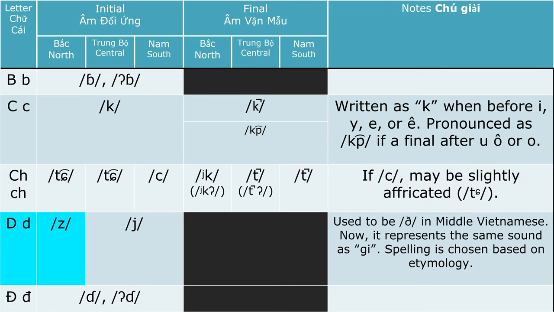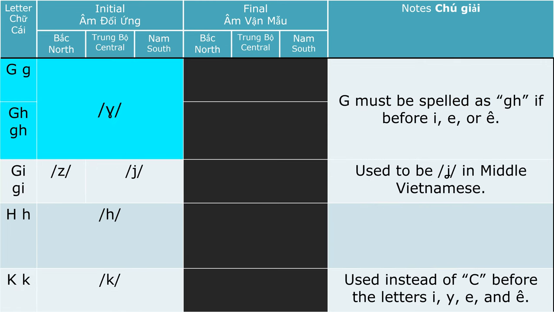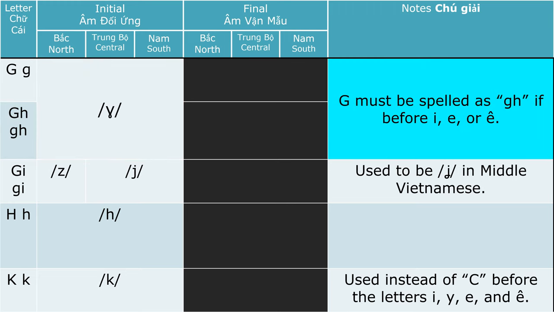Zo. Central and Southern pronunciation, ye. The letter D used to be pronounced as ye in Middle Vietnamese. Now it represents the same sound as GI. Spelling between GI and D was chosen based on etymology. Đ, G. G must be spelled as GH if it comes before I, E, or E circumflex.